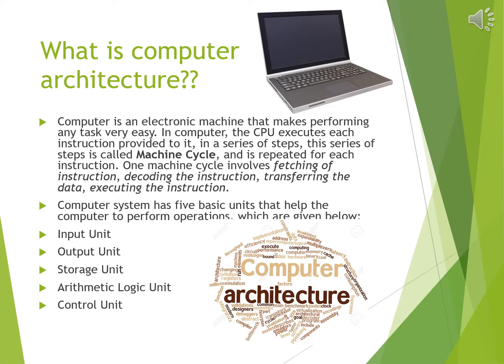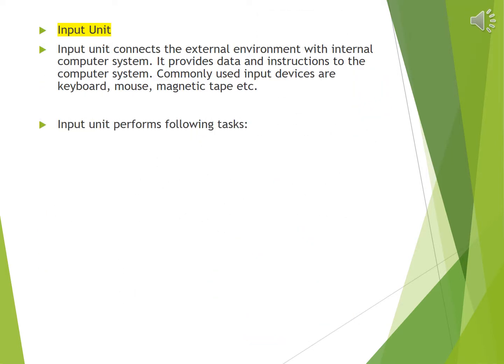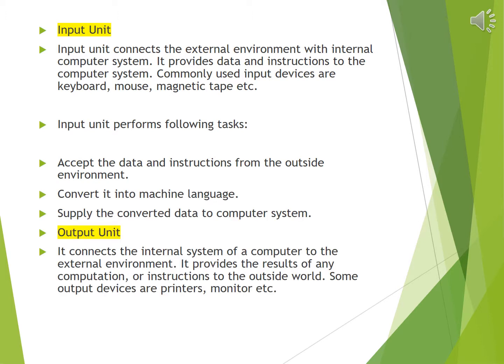A computer system has 5 basic units that help the computer to perform operations, which are given below: input unit, output unit, storage unit, arithmetic logic unit, control unit. Input unit. The input unit connects the external environment with the internal computer system. It provides data and instructions to the computer system. Commonly used input devices are keyboard, mouse, magnetic tape, etc.